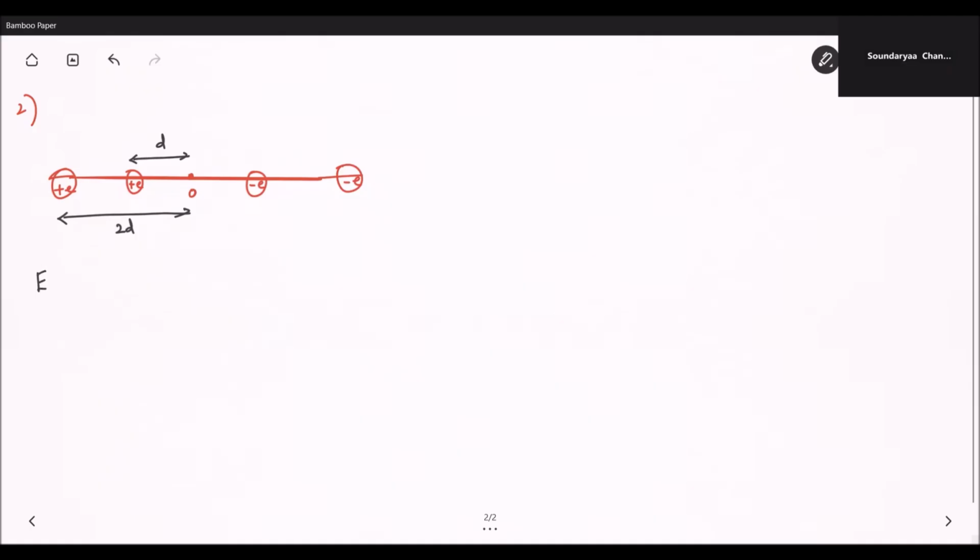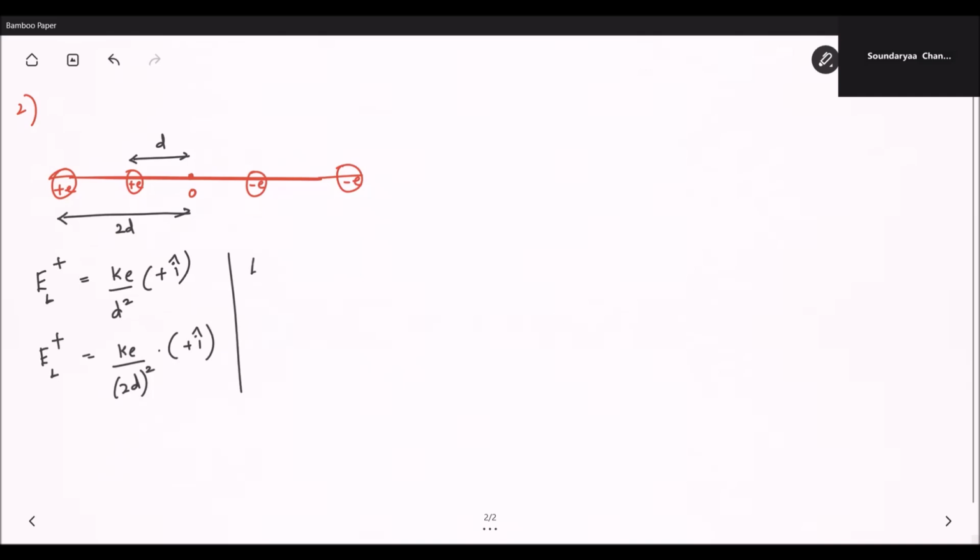Okay, now let's find out what is the electric field at the center O due to this charge configuration. The electric field at center O due to the positive charge present on the left side is ke by d square into plus i cap because it is radially outward, and there is also another positive charge on the left side. For that, the distance is 2d. So ke by 2d the whole square into plus i cap.